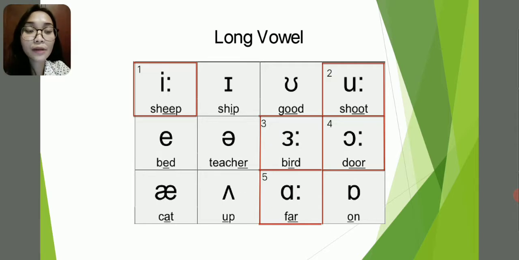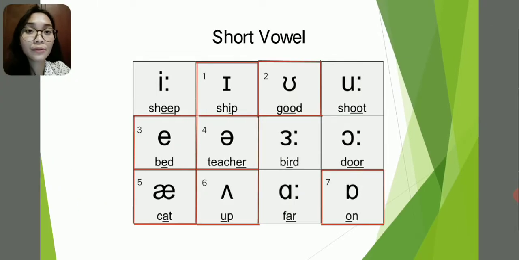The next is aw, for example, door. The next is ah, for example, far. Now we're going to move to the next sound.